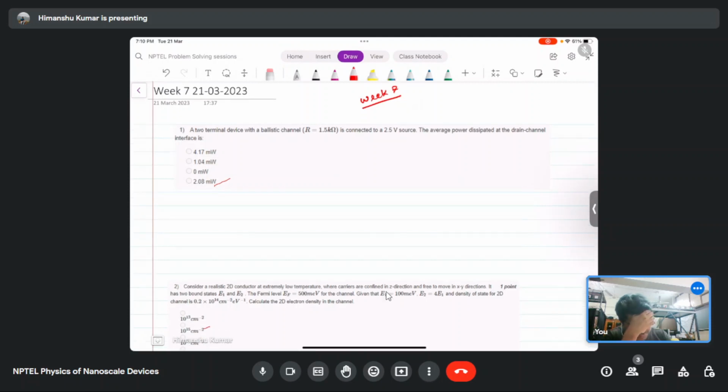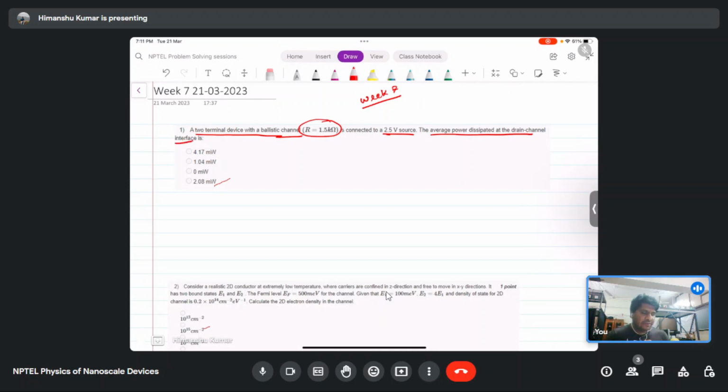Okay, so let's start. So this week, the content mostly covered is related to ballistic channel resistance and other mobilities and resistance for ballistic 2D transistors. So basically, we will solve problems related to these concepts in this class. Okay, so the first problem is: given a two-terminal device with a ballistic channel, the resistance is given as 1.5 kilo ohm and it is connected to a 2 volt source. The average power dissipated at the drain channel interface is how much?